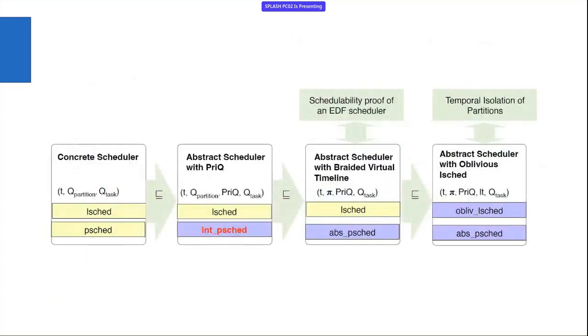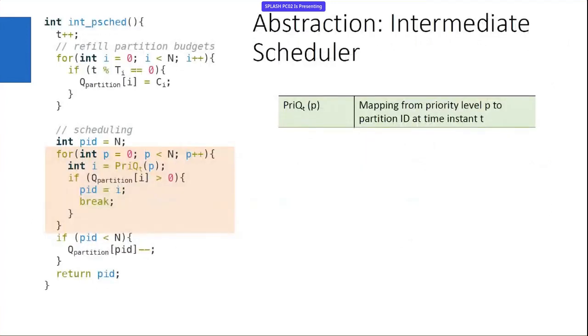So to move forward towards a somewhat more abstract version of the partition scheduler, we introduce a pre-queue table, which is just a mapping from priority level P to the partition ID at time instant T. Imagine this is just a ghost state. You already calculated it logically at any moment T. And we simply replace the loop calculating the earliest deadline with this ghost function, the pre-queue table.